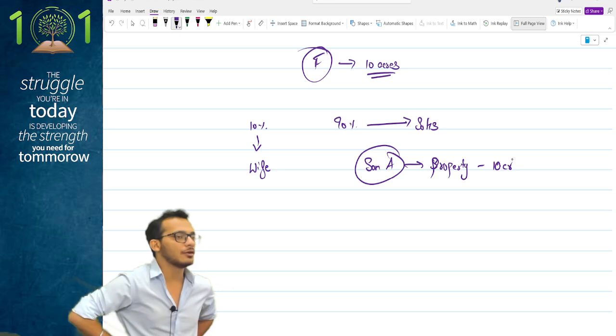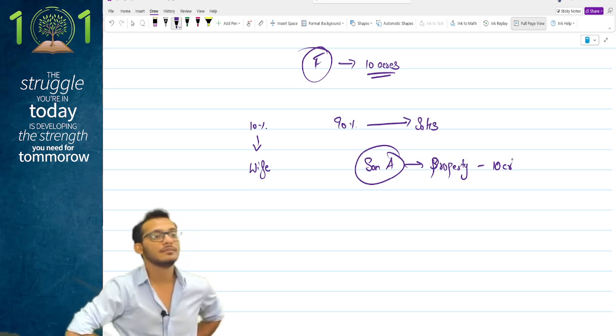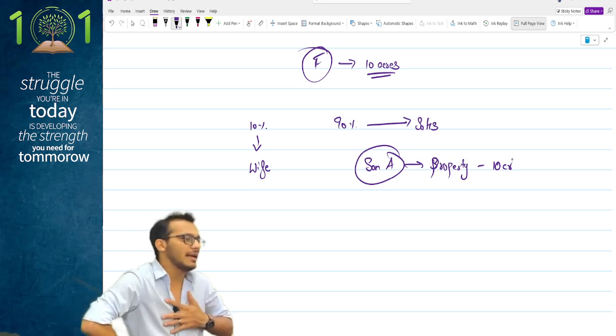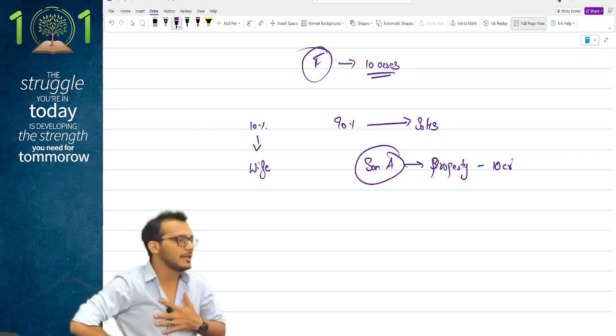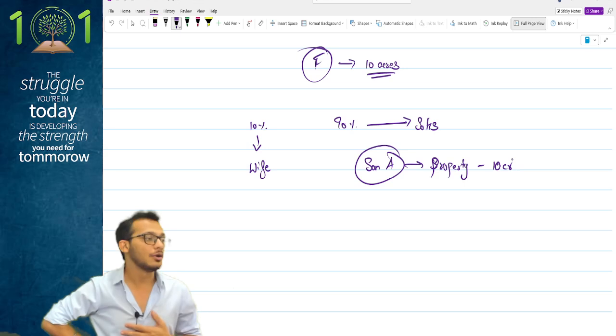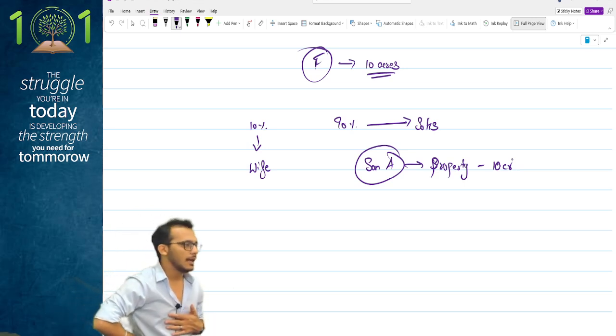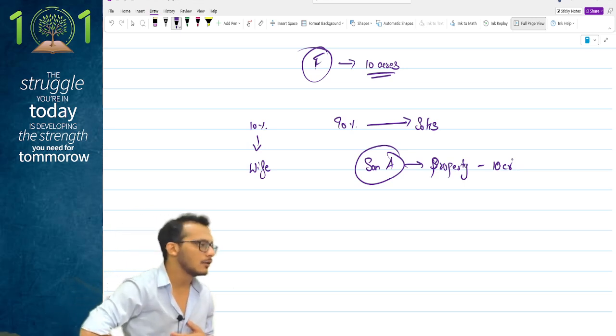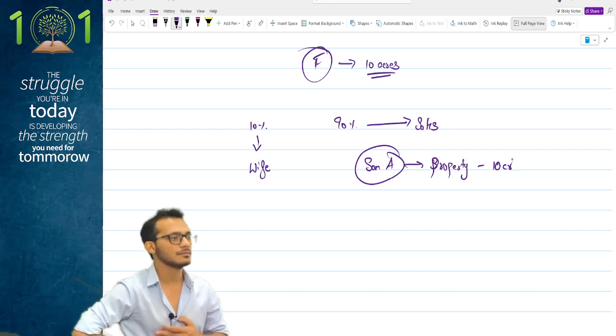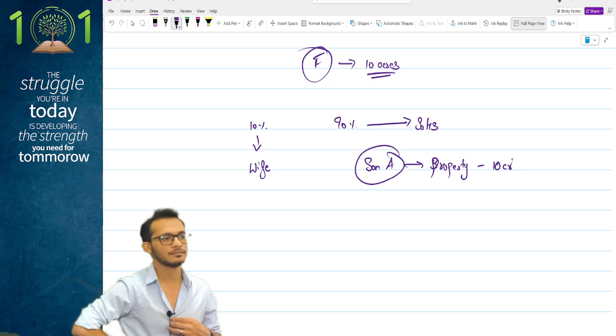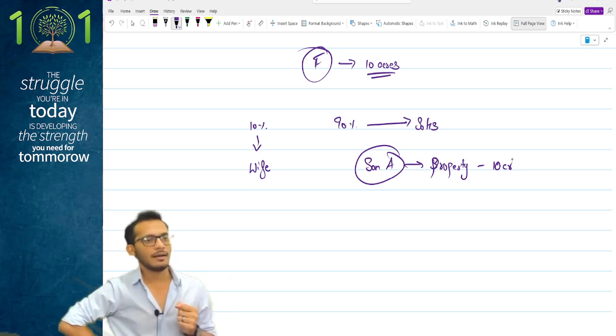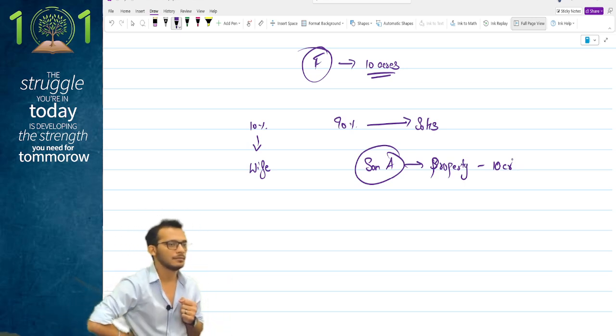Now son A comes and says, I received the 10 crores, therefore this full 10 crores is my taxable hand. I want to keep the whole 10 crores in my hand, and therefore I want to tax it completely in my hand. Question: allowed, not allowed?